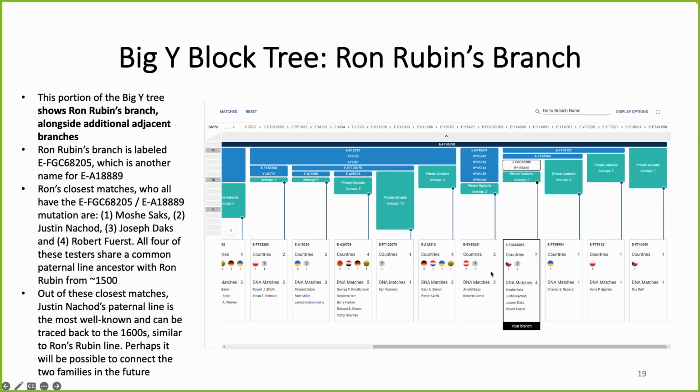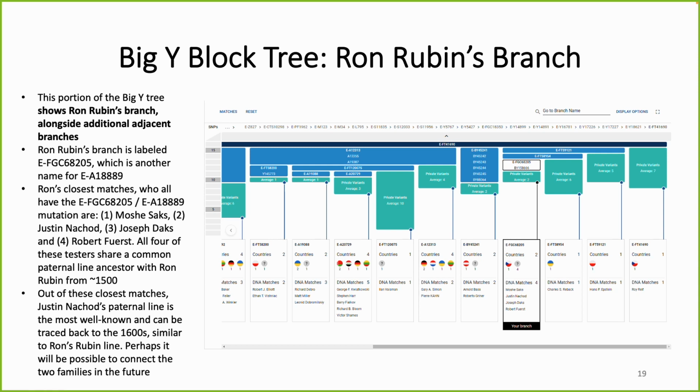And now this is what Ron Rubin's branch looks like when he first took his test. So he was part of what I mentioned was EA 18889. One of the complicating things is that sometimes the same mutation has different names. So Family Tree DNA, instead of using the more common terminology, has this terminology, EFGC 68205. It's the exact same thing. So they're used interchangeably.